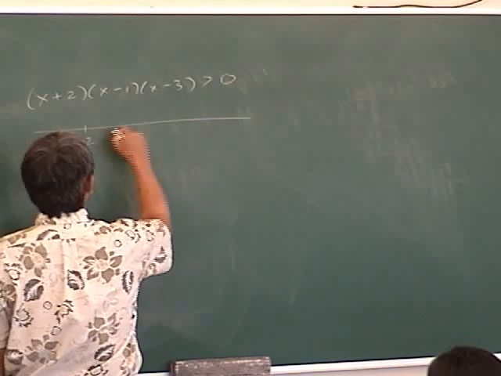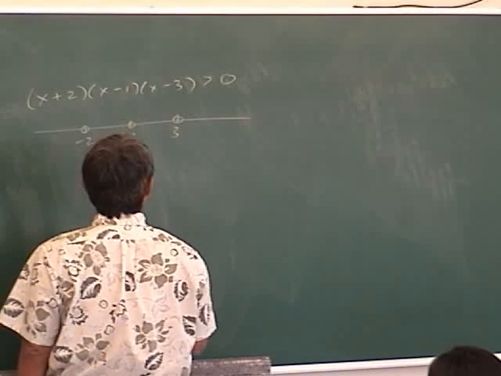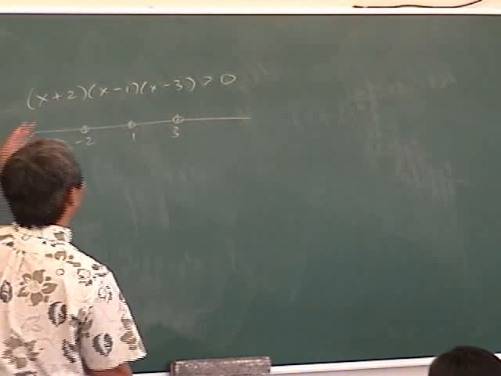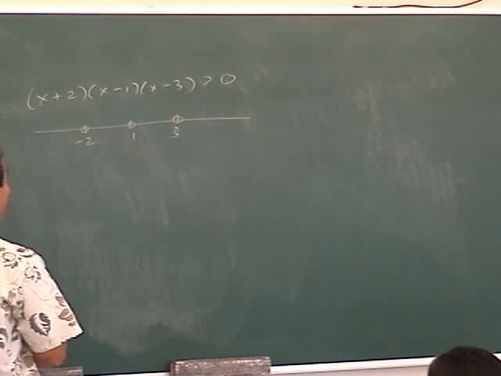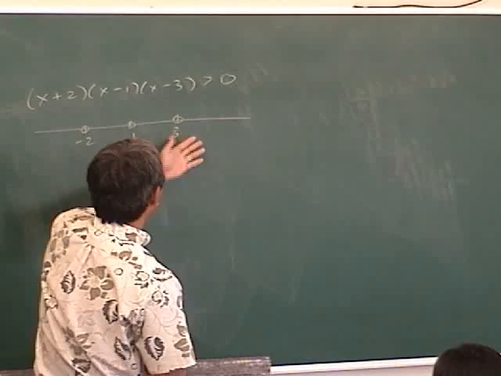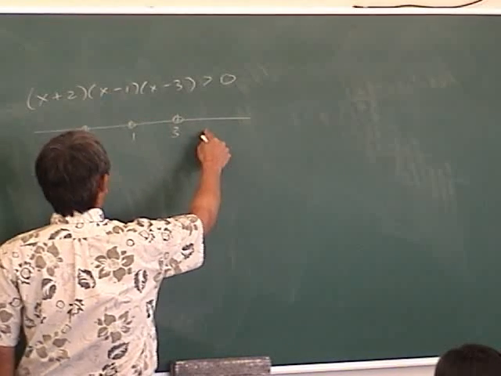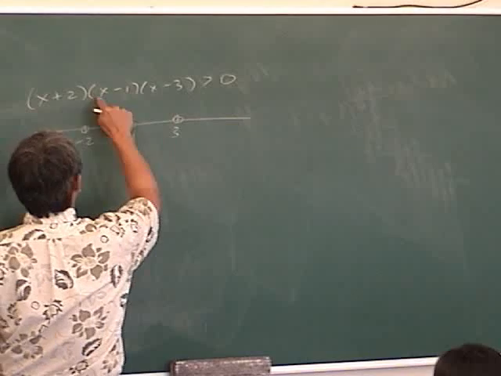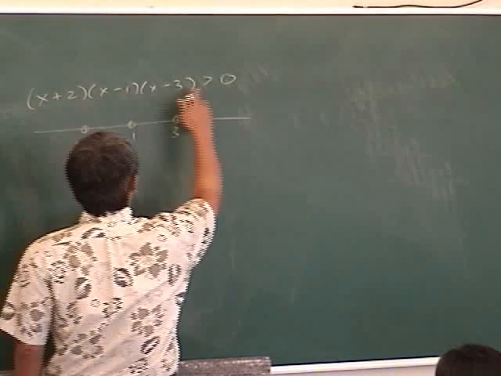Okay, put down the zeros on the number line. None of these are going to be part of the solution. Why? Because it's greater than 0. If it was greater than or equal to 0, then they would all be part of the solution, but they're not. Okay, and then you have 4 regions to test. I like to start over here. Think of a number bigger than 3. 4, plug it in. 4 plus 2 is positive. 4 minus 1 is positive. 4 minus 3 is positive. Positive times positive is positive.